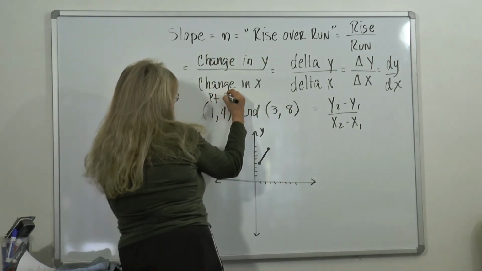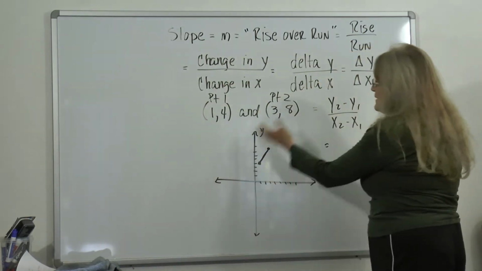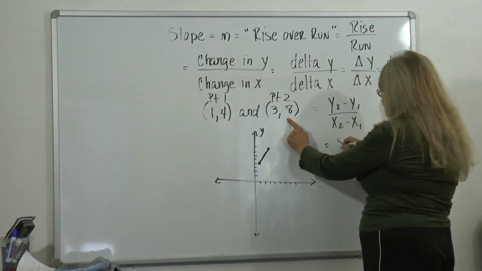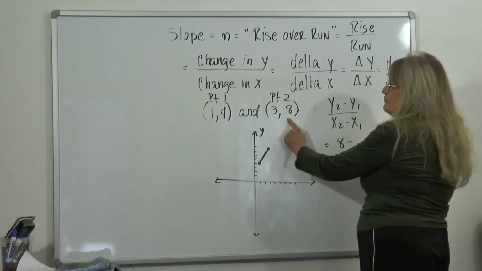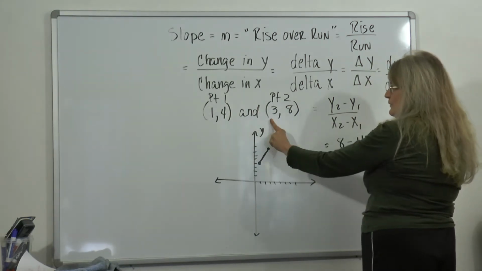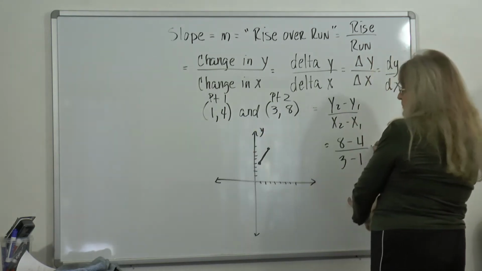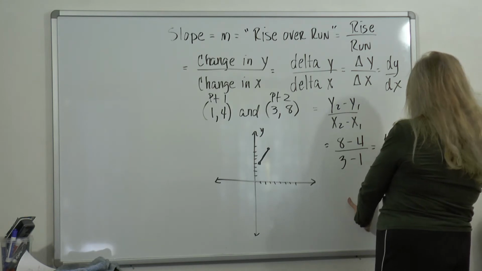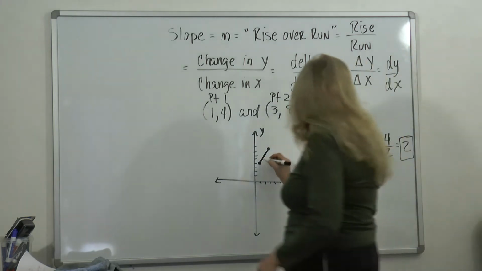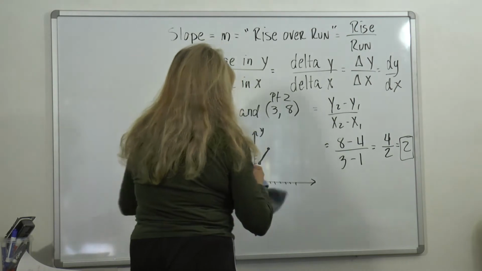So if I call this point 1 and I call this point 2, what is my y sub 2? It's the y value of point 2. What is my y sub 1? Well, that's the y value of point 1. X sub 2, the x value of point 2, minus x sub 1. Okay, so that gives me 4 divided by 2 is 2. So that gives me a slope of 2. Hopefully you remember that a little bit.